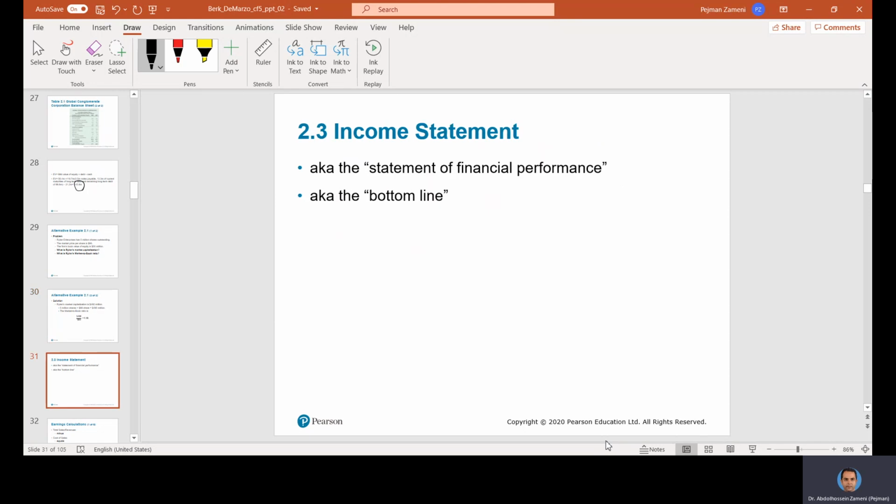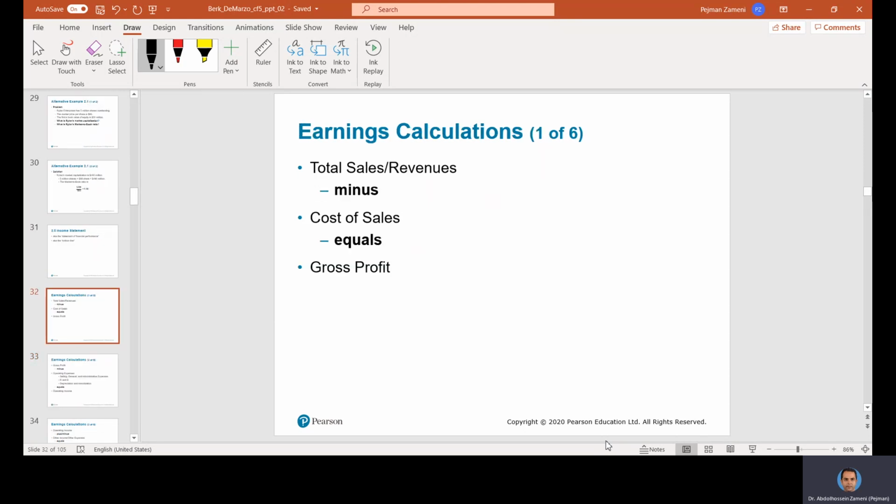Okay, the income statement has other names: statement of financial performance, or bottom line. It shows the income of the company, or profit after tax, or net income of the company. How do we calculate the net income or profit after tax of the company? We start from total sales or revenues minus cost of sales or cost of goods sold, which equals gross profit.